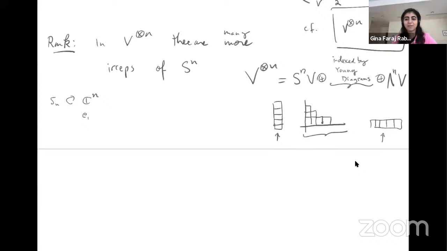This is maybe just to tell you a little bit about these things. So Sn obviously acts on C to the n, and it takes ei, the ith basis element, to e sigma of i. Sorry, I think it hasn't loaded yet. Oh, thank you. Okay.